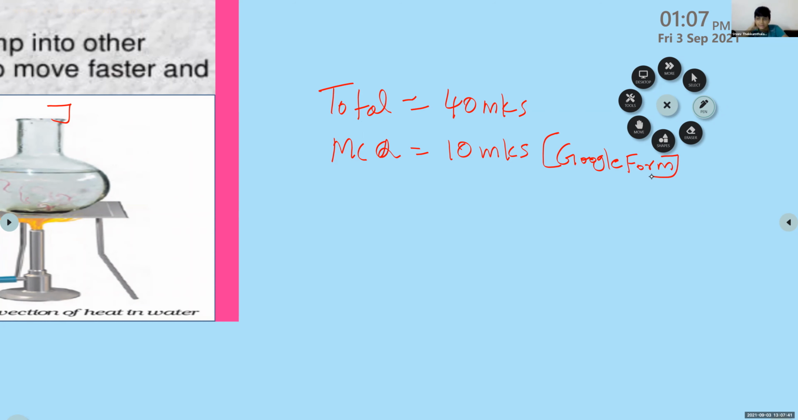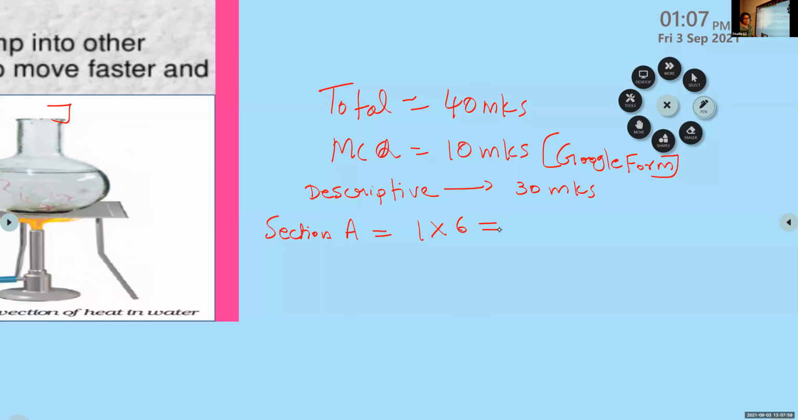Now the descriptive or written exam, 30 marks total, and it has 4 sections. So section A, you have 1 into 6. That means 1 mark questions, 6 questions. This will be in the format of answer in 1 word or 1 sentence. So no MCQs in this written exam. 1 mark questions are there, but still please write down a sentence.